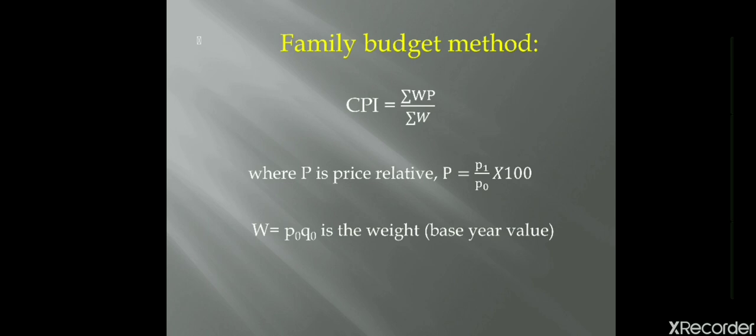If you observe the given data, there isn't weight given. Instead, we have P naught and Q naught values, that is, price and quantities of base year are given. So, we have to multiply those values to get the weights. And here is the answer part.